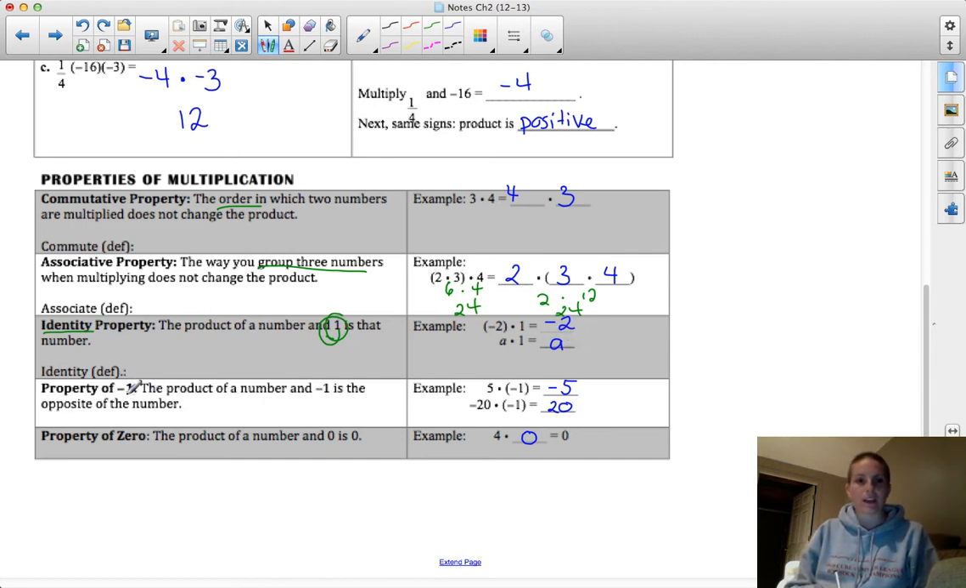The property of negative 1, or the multiplicative property. Practice saying it. Multiplicative, multiplicative, multiplicative. The multiplicative property of negative 1 is just simply saying that when I multiply a number by negative 1, the answer is going to be its opposite.